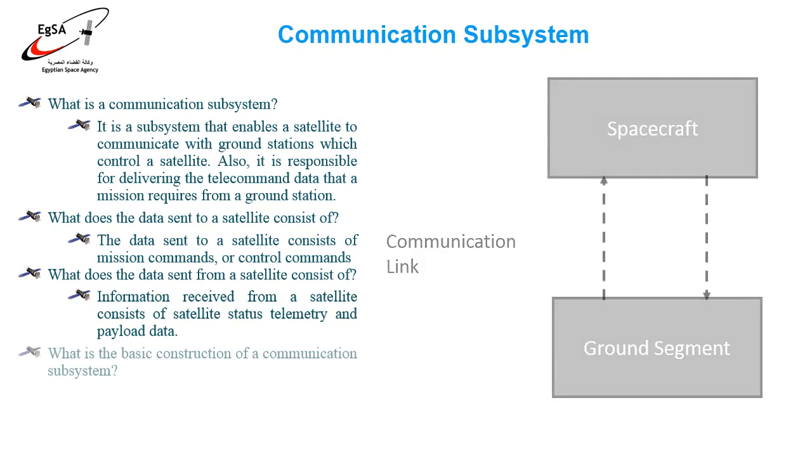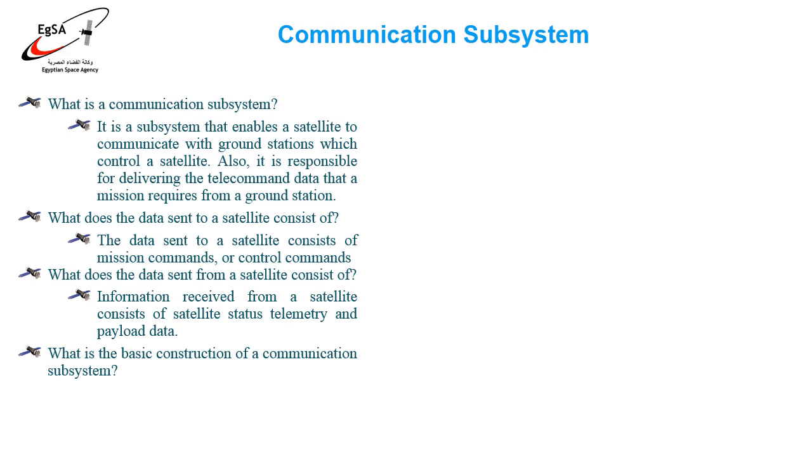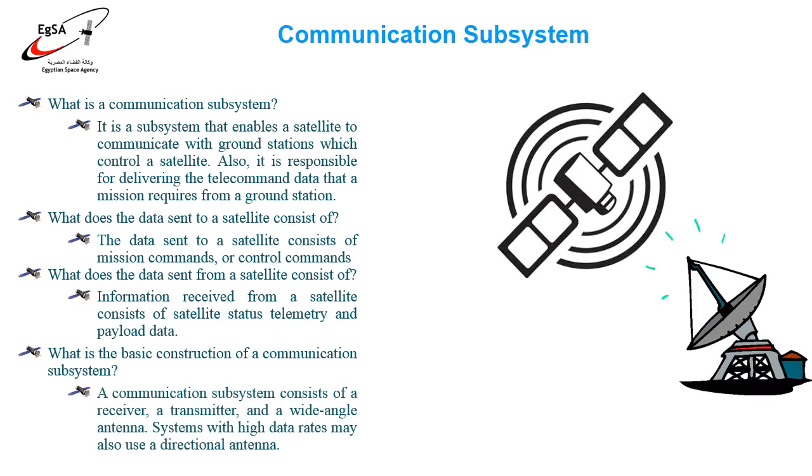What is the basic construction of a communication subsystem? A communication subsystem consists of a receiver, a transmitter, and a wide-angle antenna. Systems with high data rates may also use a directional antenna.